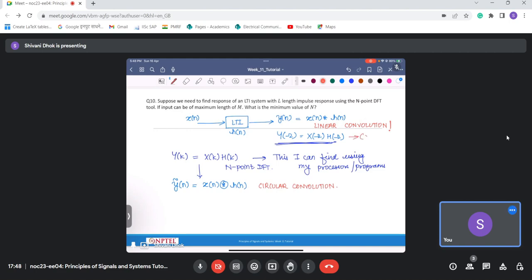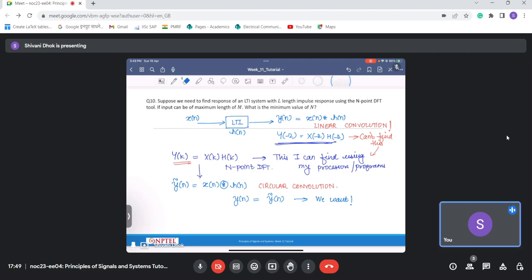I can't find this. Using processors, I can find this, but the time domain representation of this DFT multiplication is circular convolution. But if I need to process it with the help of DFT, my aim is that y[n] should be equal to y tilde[n]. This is what we want. Till this point, is it clear? No, madam, I'm getting confused.